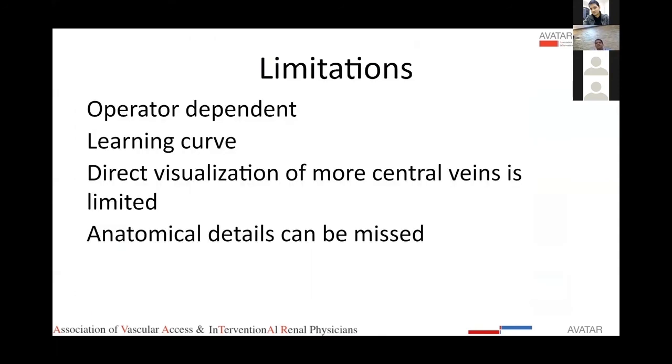Of course, every test has its own limitations, and venous Doppler is no different. In fact, with Doppler there is a learning curve. I did a webinar last week, mainly for the residents, and I was telling them that we should probably go a little slow on the Doppler part of the ultrasound and concentrate more on the B mode or the 2D mode to start with. It is extremely operator dependent, as we all know. The direct visualization of more central veins is very limited, and anatomical details can be missed. So these are the limitations of CV Doppler.